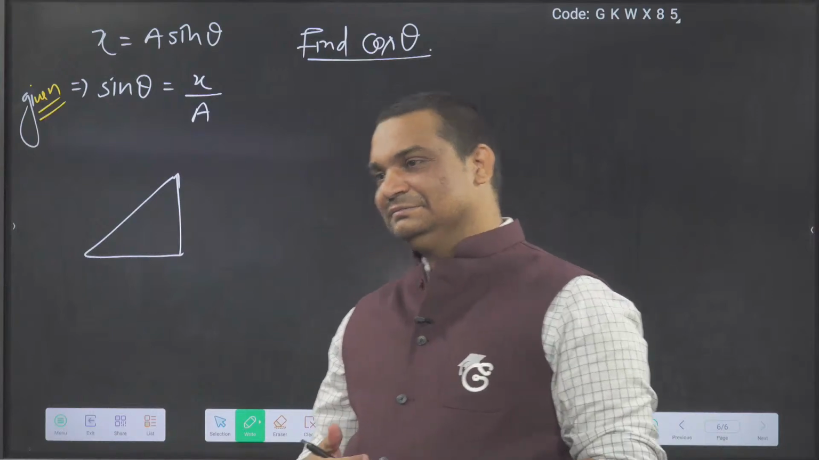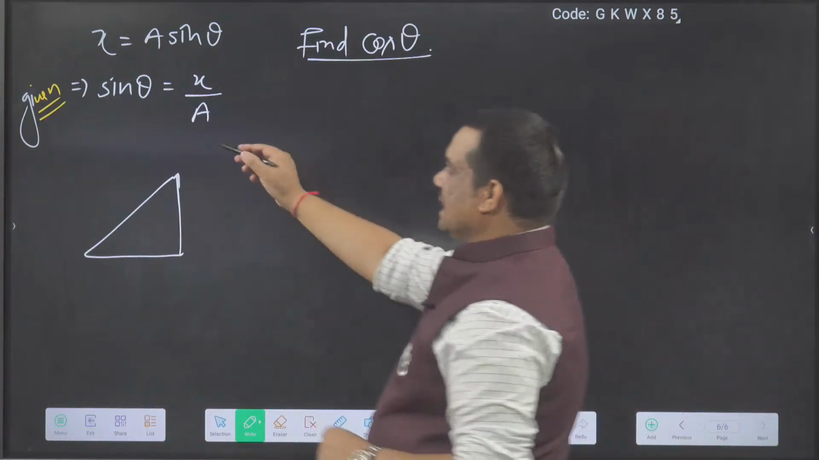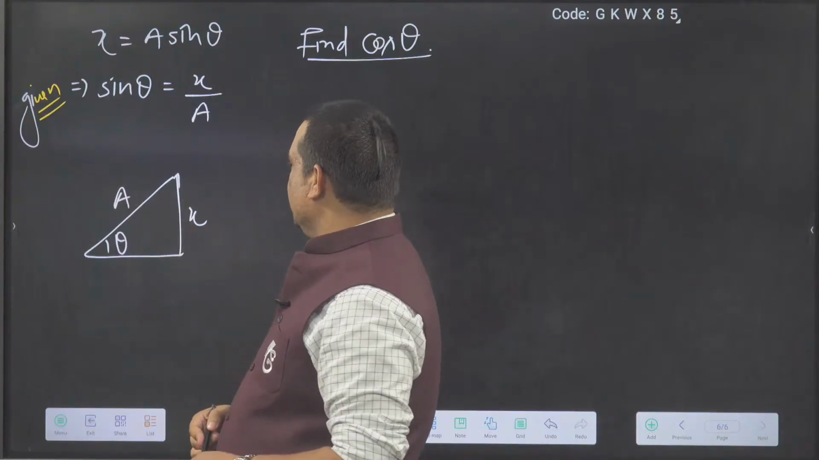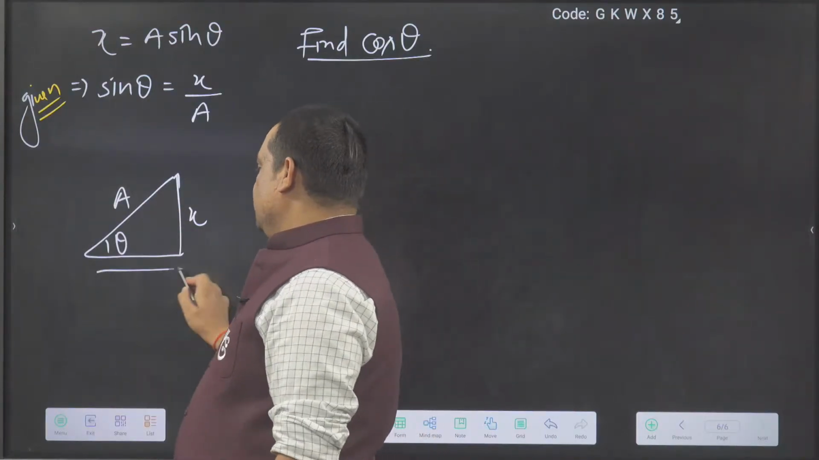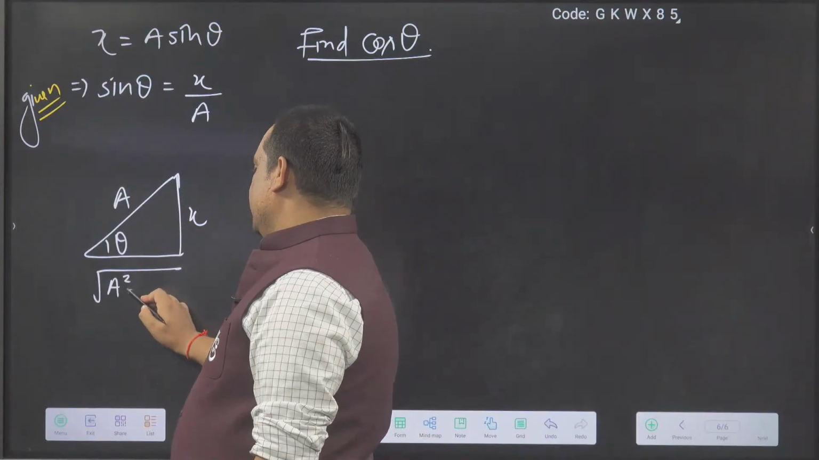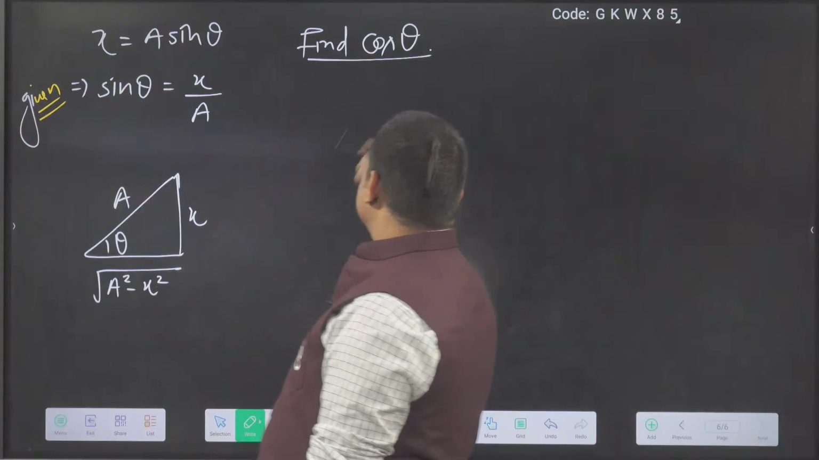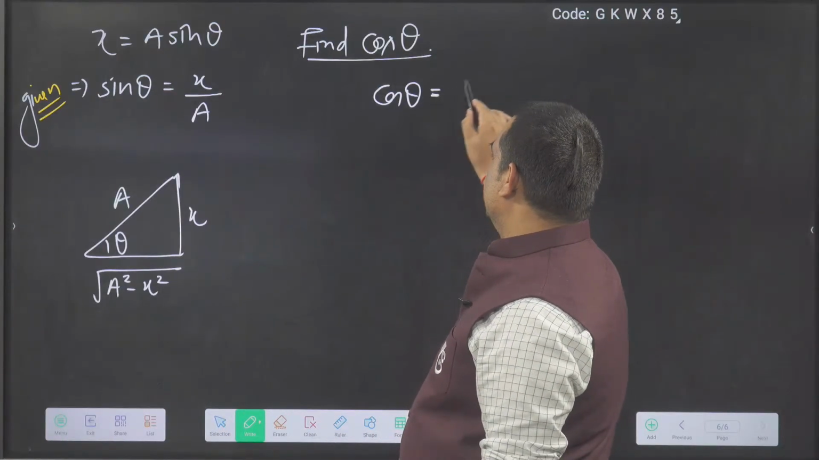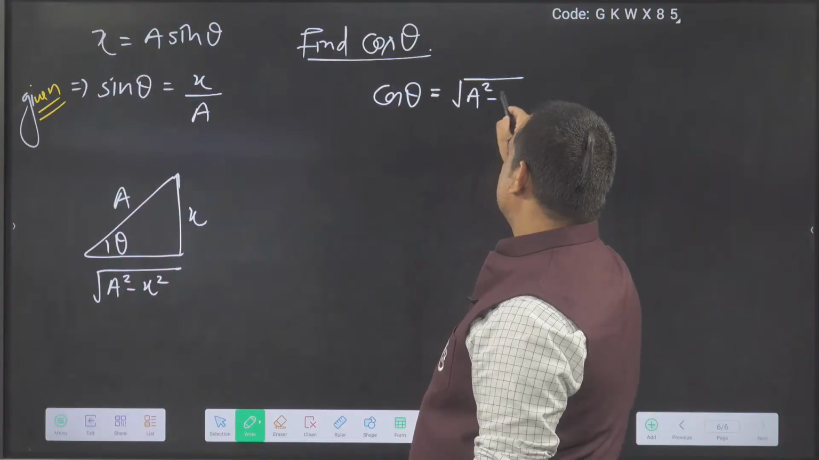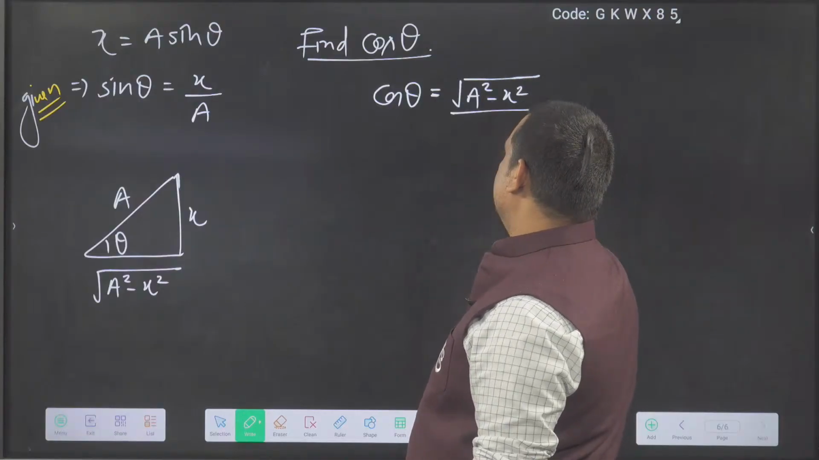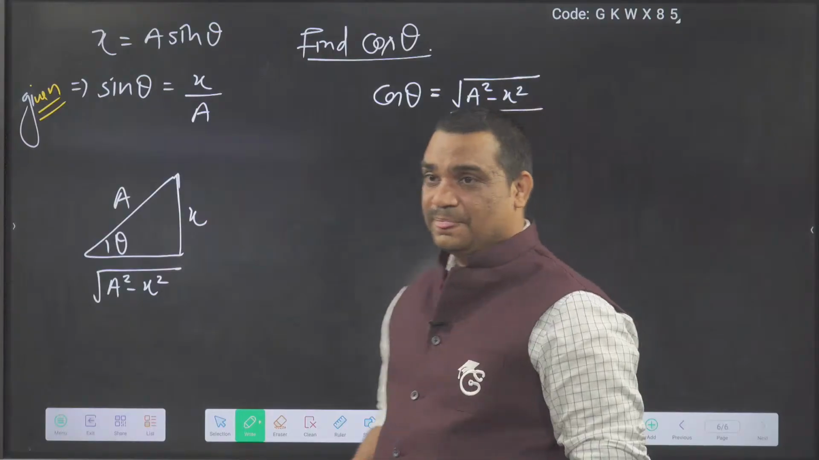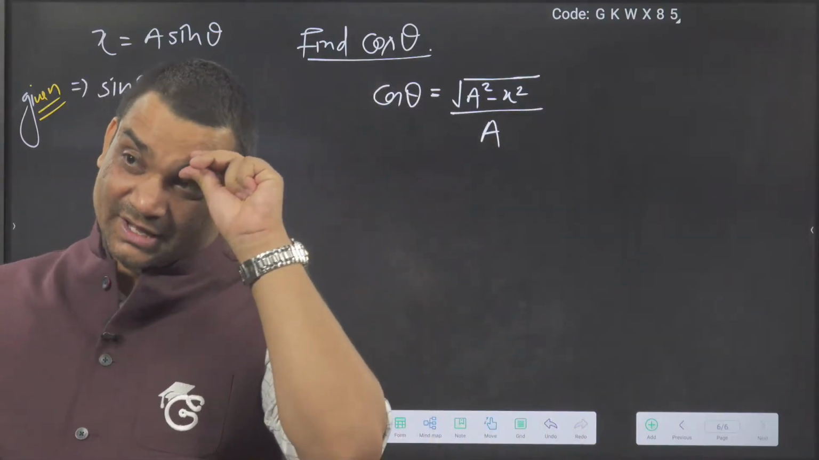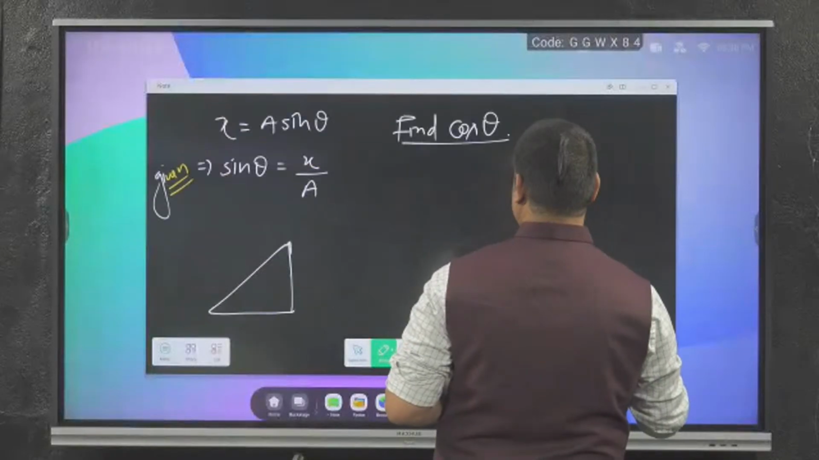Good. So now in this one, sin theta, this is the theta, this one is x, this one is a, and this side is root of a square minus x square. So our cos theta becomes root of a square minus x square divided by a. Can you tell me where I will use this information?